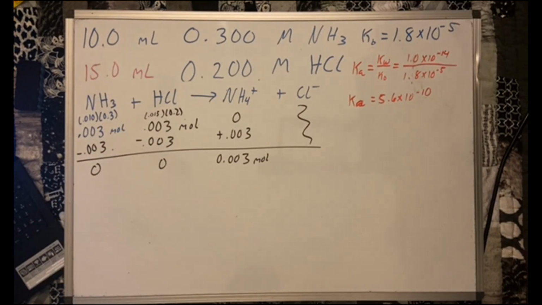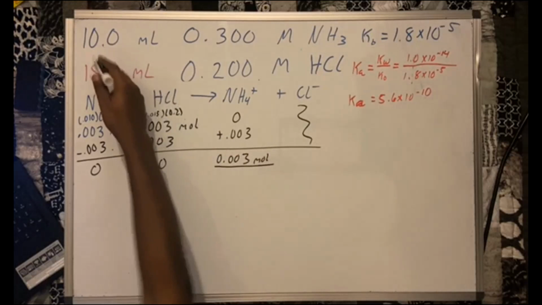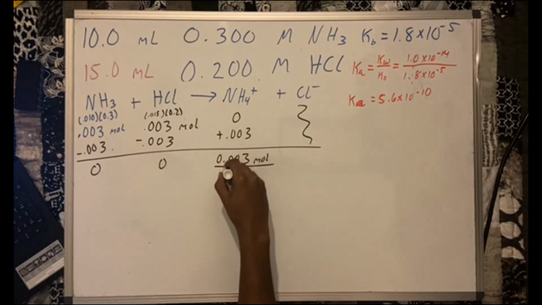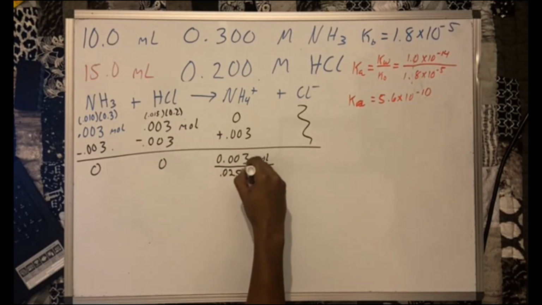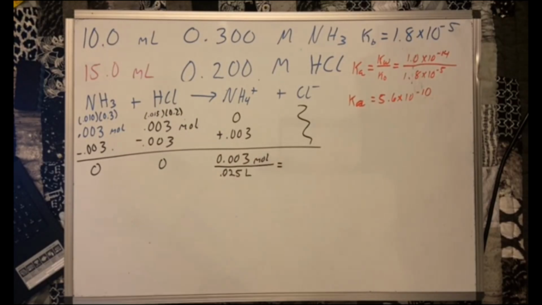All right. So again, I need this to do our ICE table stuff. I need a concentration. So we're going to divide by our total volume, right? Which is 10 plus 15. So 25 milliliters or 0.025 liters. Yeah. And that'll give me a number.